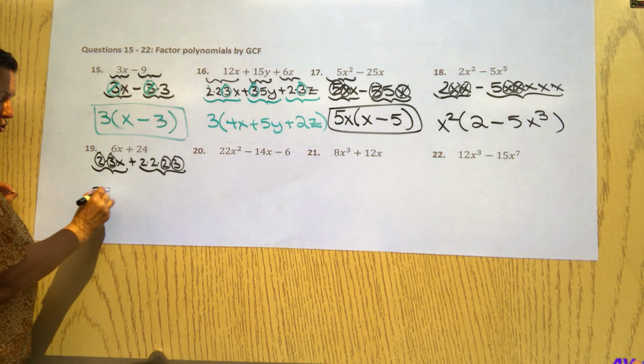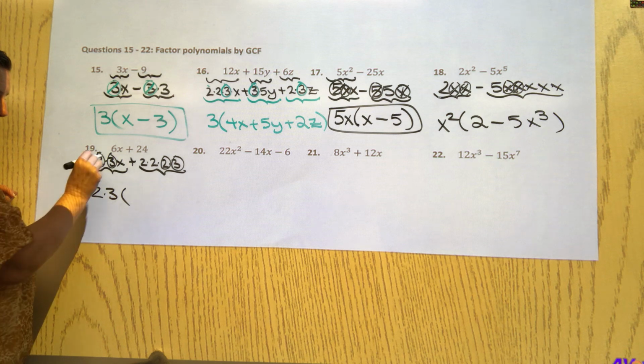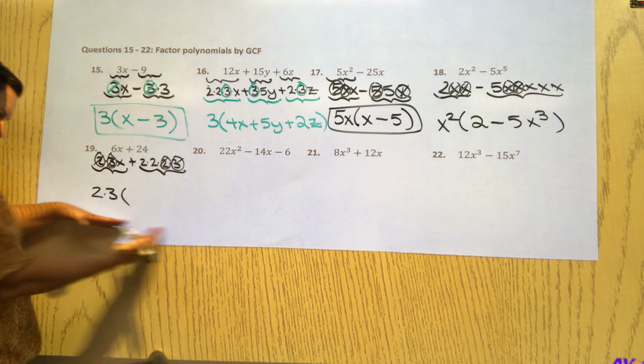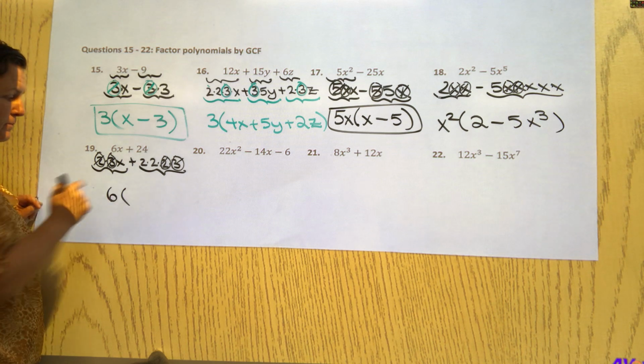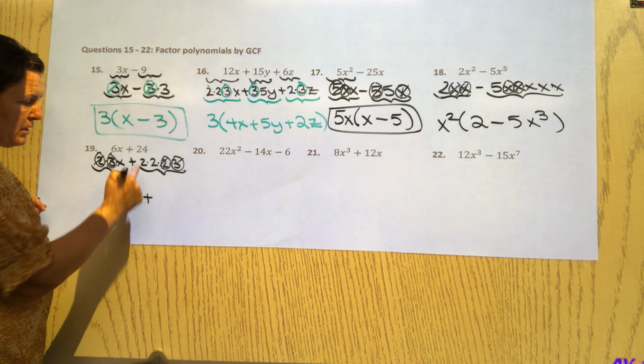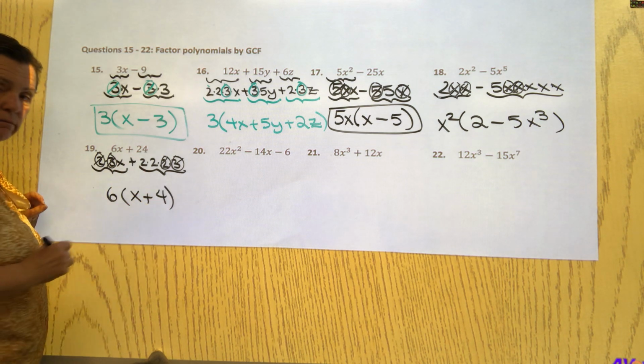So we're going to take out that 2 times 3 in the front, because that's what we're taking out from both of them. We're putting it in the front. But 2 times 3 is 6, so let's make it a 6. We have an x left over plus a 4. Done.